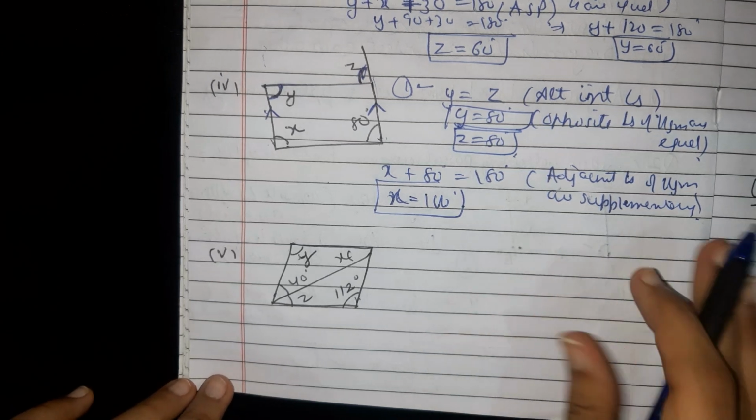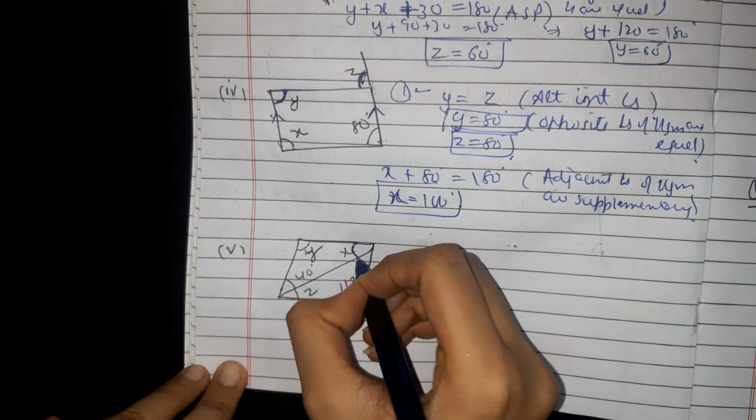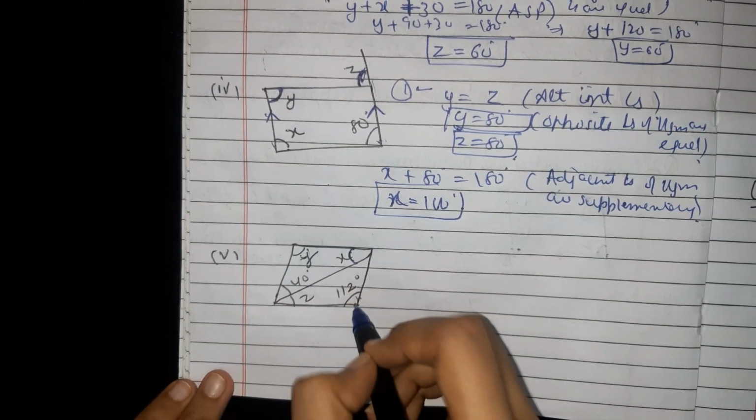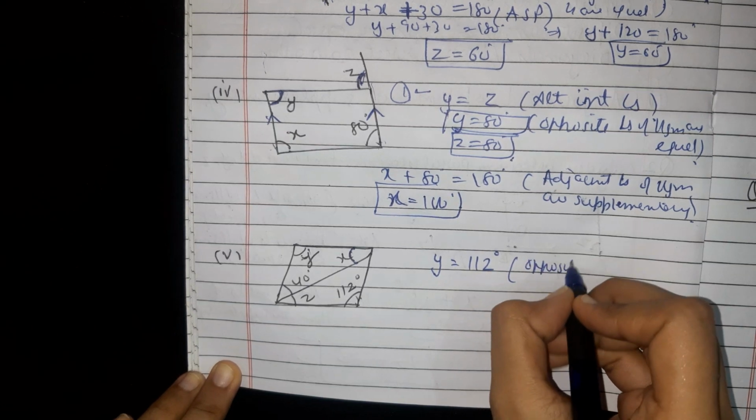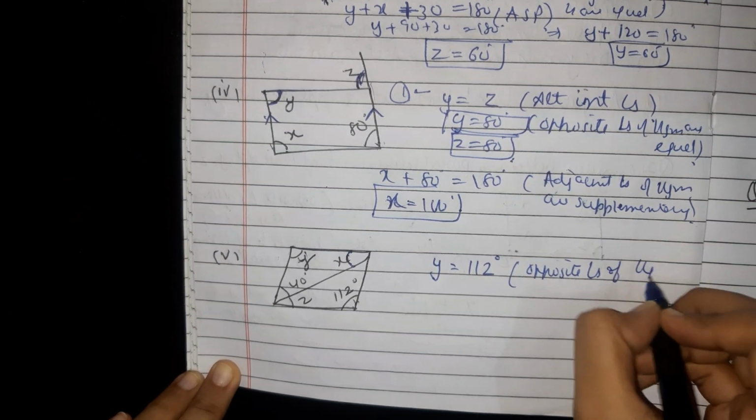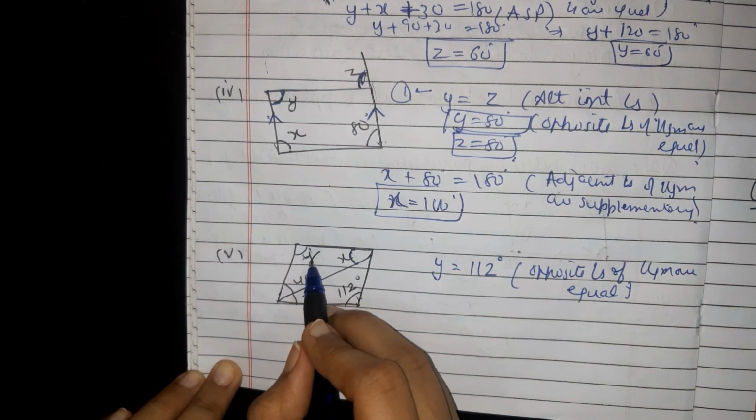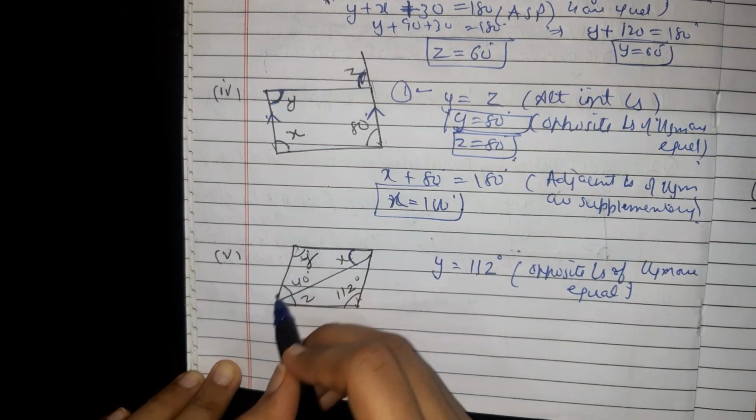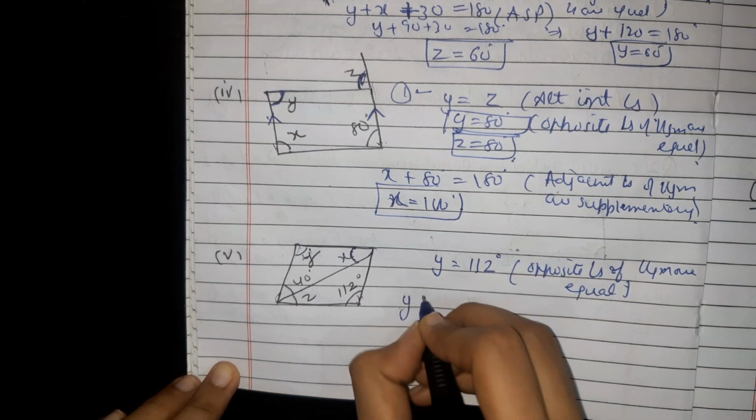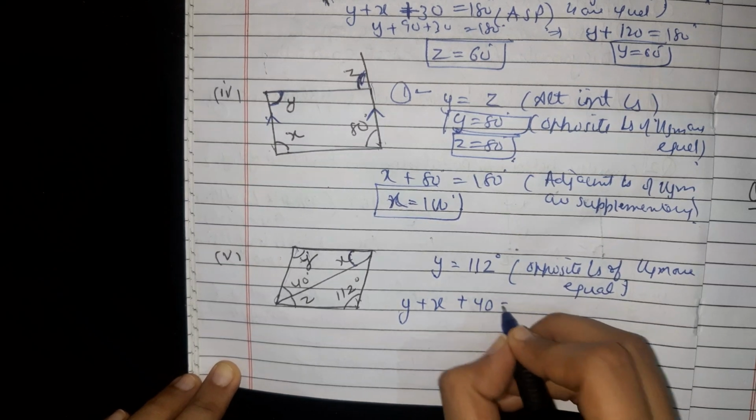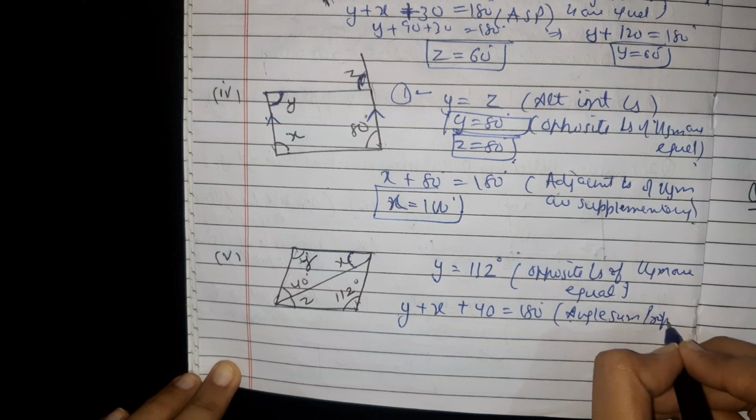Fifth part. So again we have a parallelogram and we know angle y will be equal to 112 degrees because the opposite angles of the parallelogram are equal. Okay, so angle y comes out to be 112 degrees. So this is a triangle and we know the angle sum property of a triangle. So angle y plus angle x plus 40 degrees is equal to 180 degrees, angle sum property of a triangle.